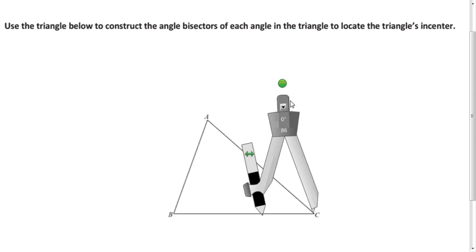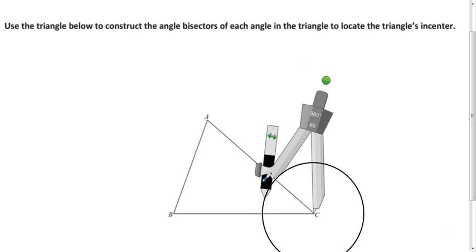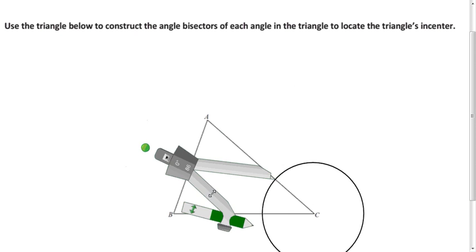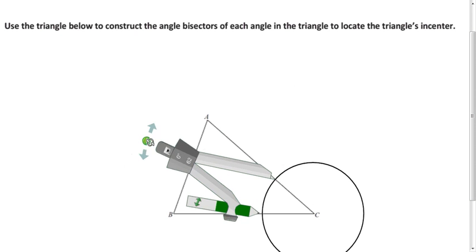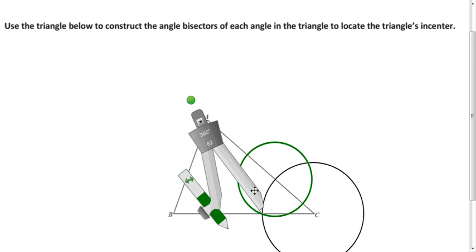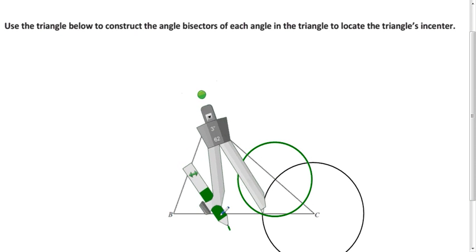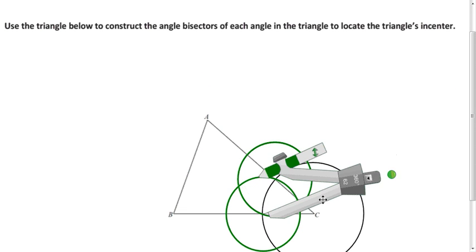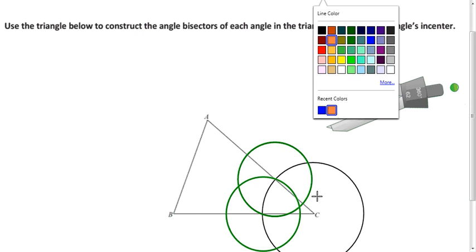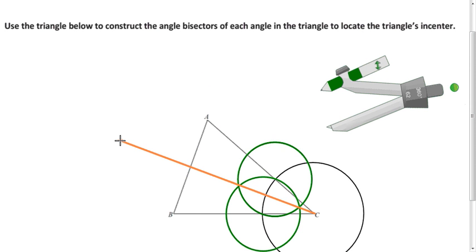So pick a vertex, draw a circle, go to one point of intersection and put the pencil on the other point of intersection that we have. Draw a circle there. Go to the other point of intersection without changing how big your compass is. Draw that circle. And then if we connect our corresponding vertex to that point, we have an angle bisector.